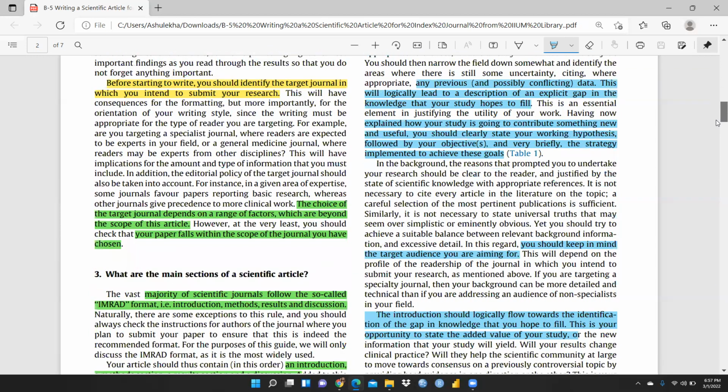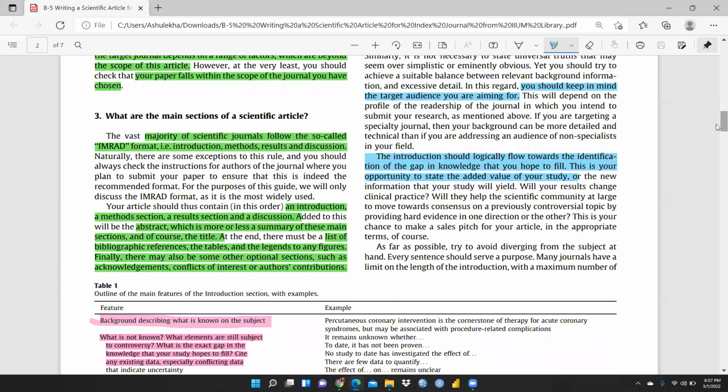Then section 3 defines that the majority of scientific journals follow the so-called IMRAD format. What is this IMRAD format? I stands for introduction, M stands for methods, R stands for results and analysis, and D stands for discussion. Naturally, there are some exceptions to this rule, and you should always check the instructions for authors of the journal where you plan to submit your paper.